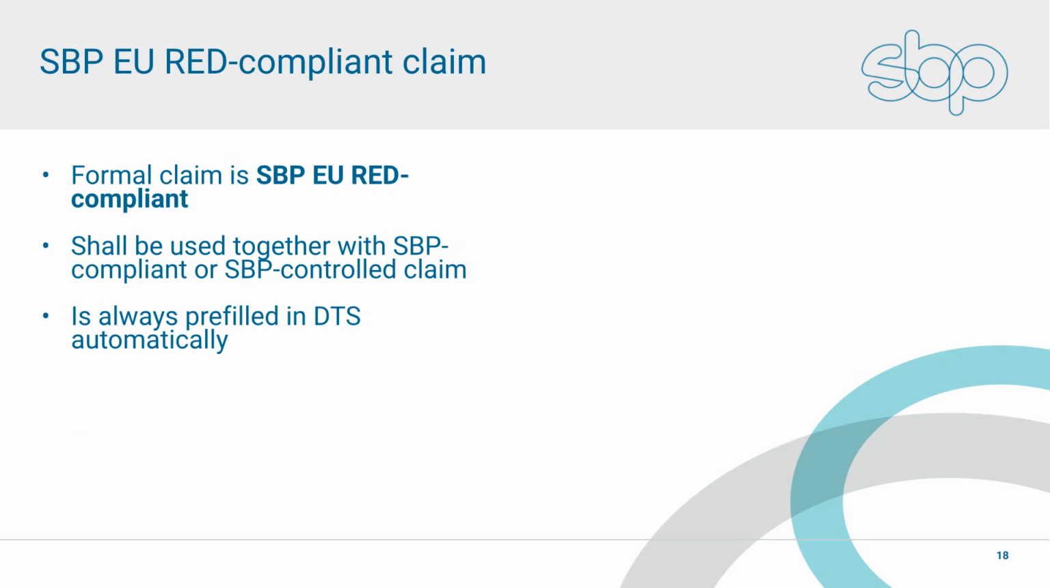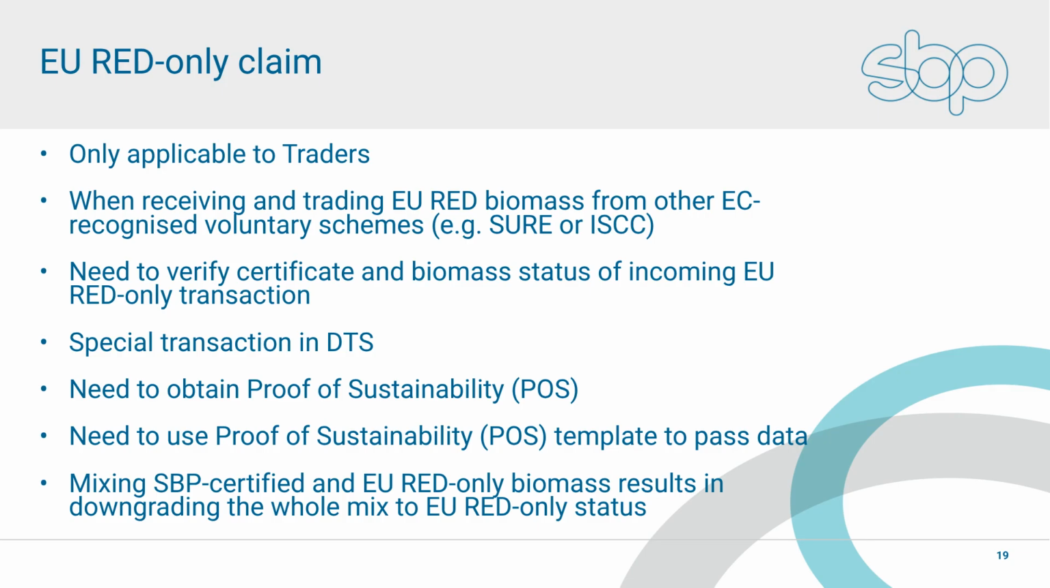Let's turn to claims. The formal claim under EU RED within the SBP system is BP EU RED-compliant. This claim must always be used together with either an SBP-compliant or SBP-controlled claim. It cannot stand on its own. In the data transfer system, this EU RED-compliant claim is pre-filled automatically where applicable. There is also a new RED-only claim, but this is only applicable to traders.